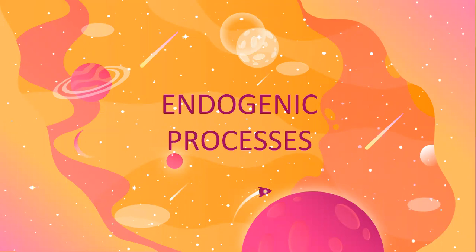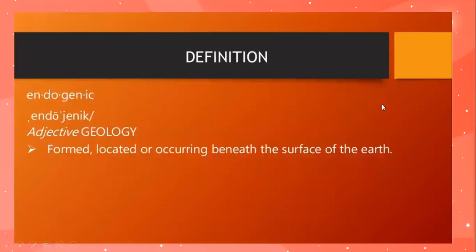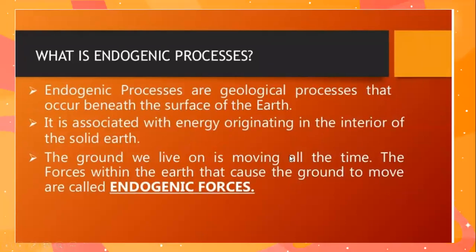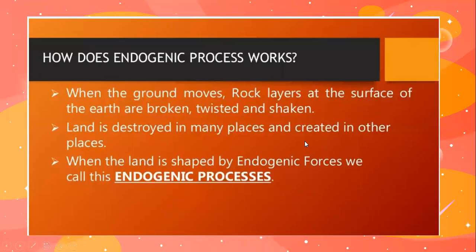So the endogenic processes are the processes that involve or originate beneath the Earth's surface. This is influenced by the convection current or the heat coming from the inner core. So, definition: it is located or occurring beneath the Earth's surface.